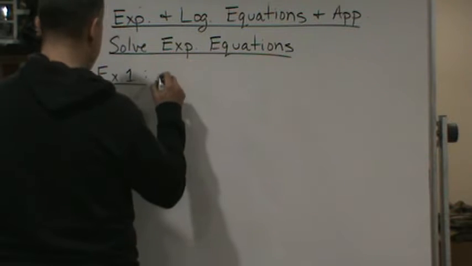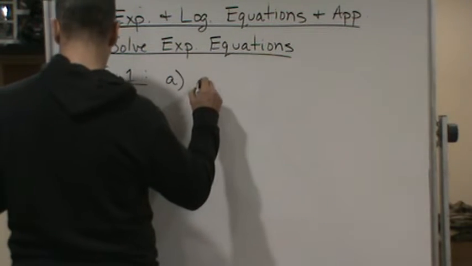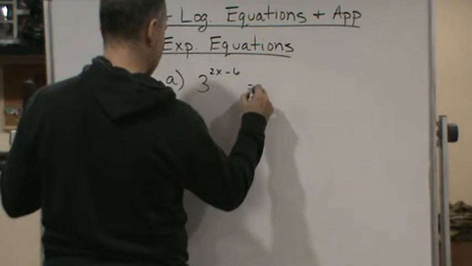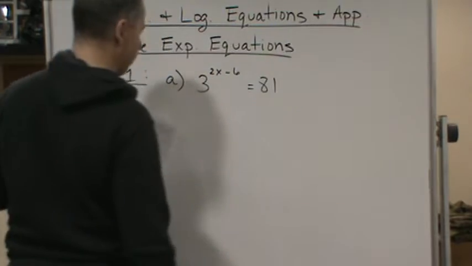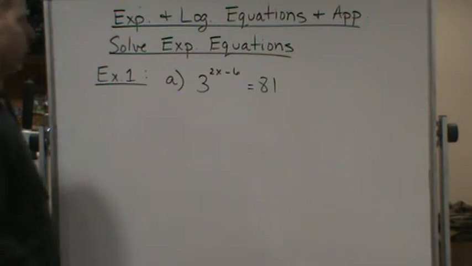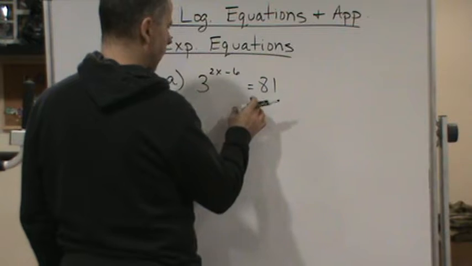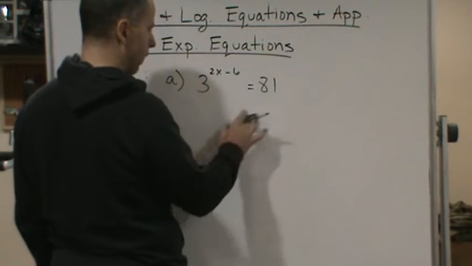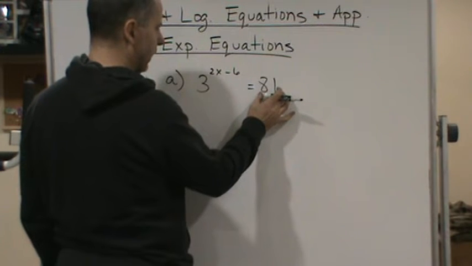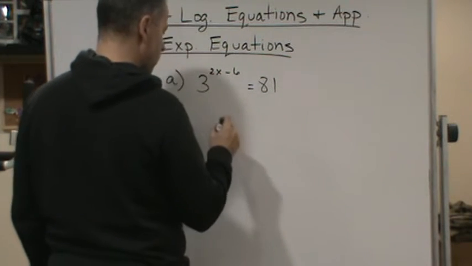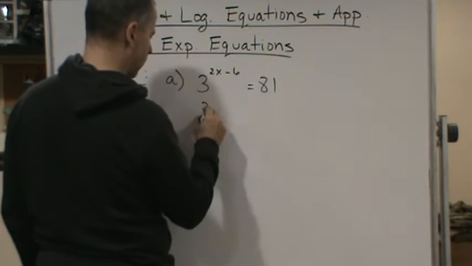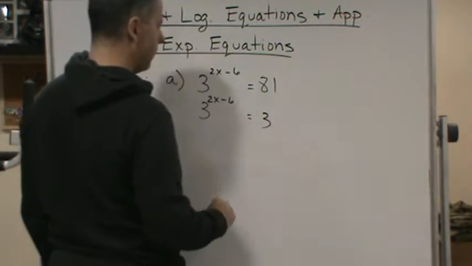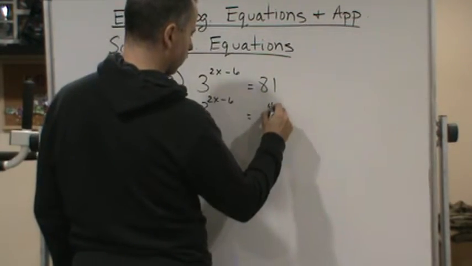So let's say that we have 3 raised to the 2x minus 6 is equal to 81, okay? Now, in order to use the equality property, we want to have both of these as exponentials with the same base, right? So we've got 3 raised to a power. We want to write this as 3 to some power, okay? So the way we would do that is we would just say, okay, 2x minus 6 is equal to 3 to the 4th power, okay?